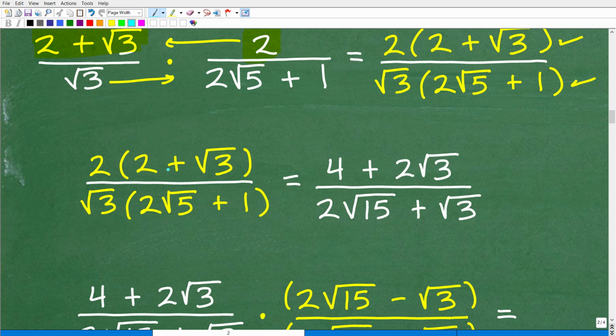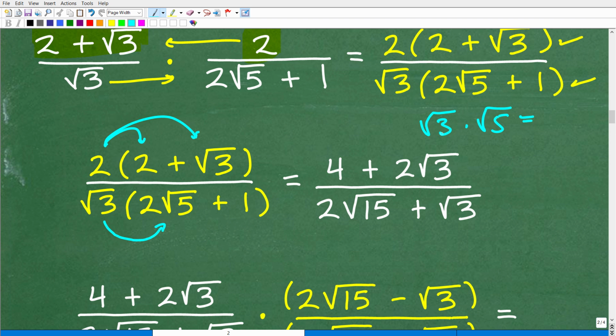So 2 times 2 plus the square root of 3, I have to distribute that 2 to both of these terms. So 2 times 2 is 4. 2 times the square root of 3 is 2 square root of 3. And then the square root of 3 times 2 square root of 5 is, let me show you over here, just in case you don't understand this. When we're multiplying square roots, it's like the square root of 3 times the square root of 5, and then we have this 2 over here, 2 square root of 5.